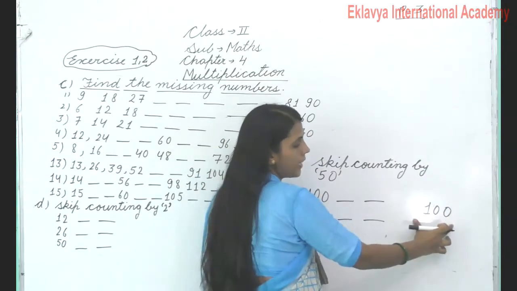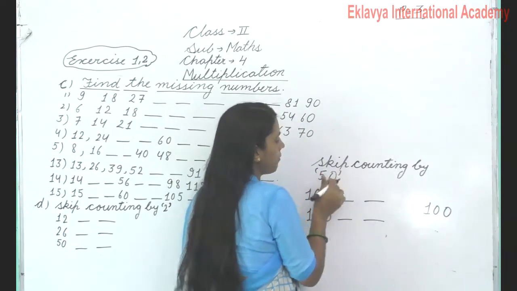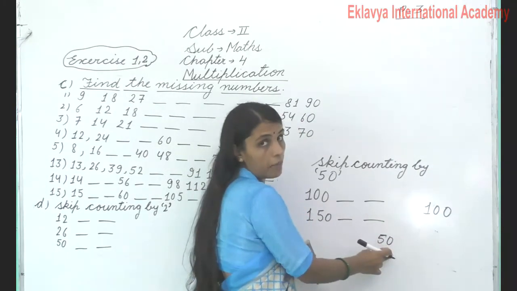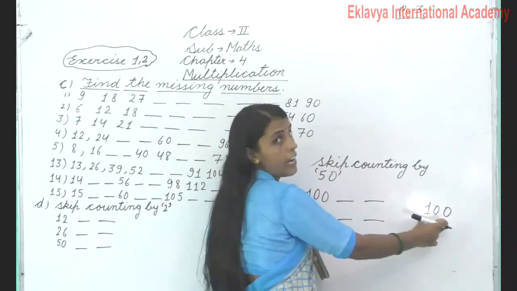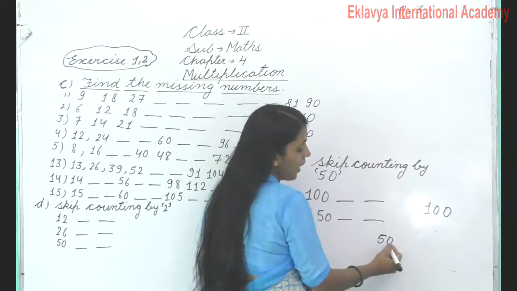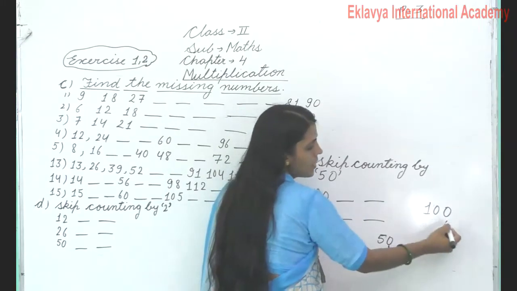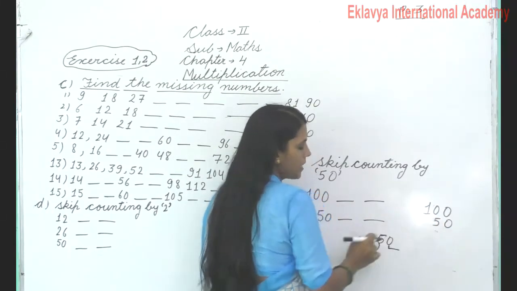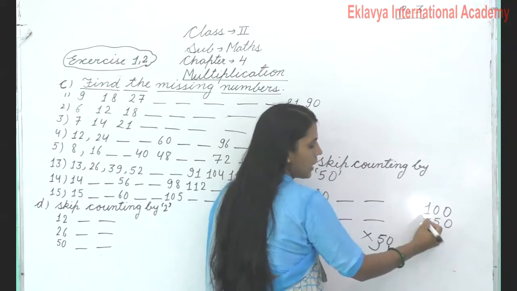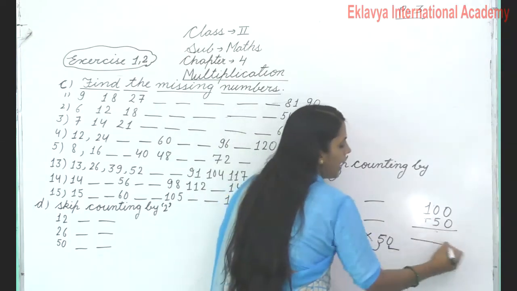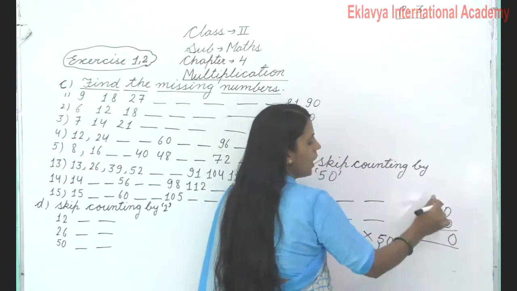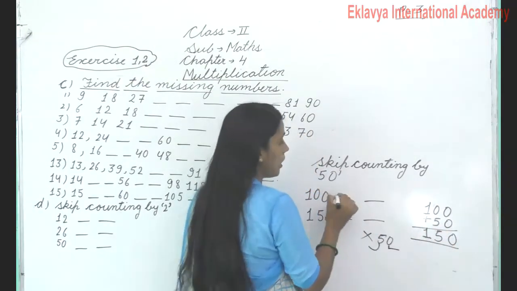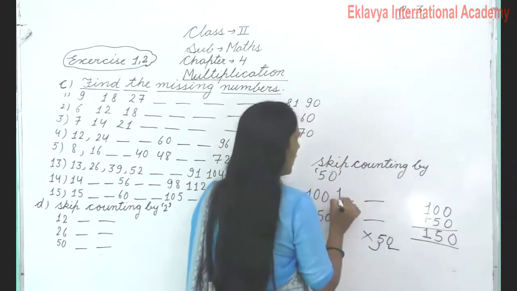Listen, this is your 100 number. And skip counting by 50, like this we will take 50 here. 50 is your tens number, but 100 is your hundreds number. We will put ones number downside, tens number downside. The hundreds place is not here, so we will put 100 in addition, and we will add like this: 0 and 0 is 0, 0 and 5 is 5, and 1 is 1. What is your answer? Yes, your answer is 150.